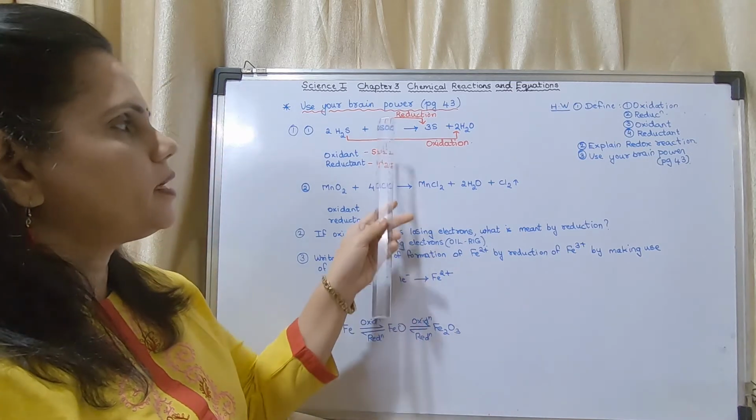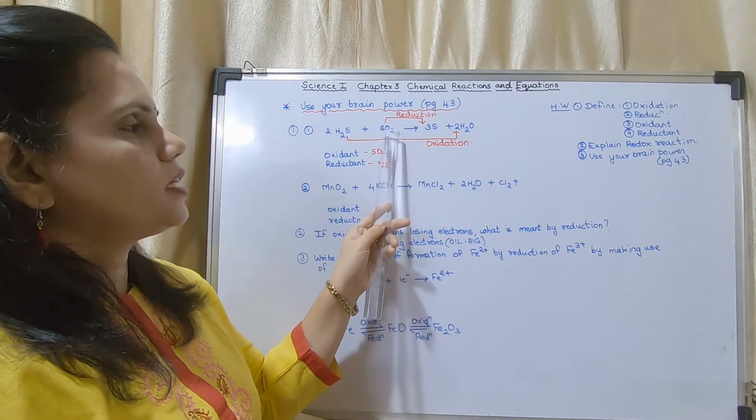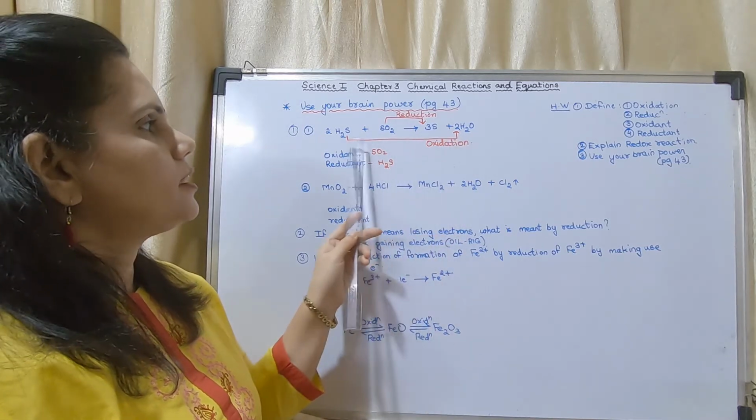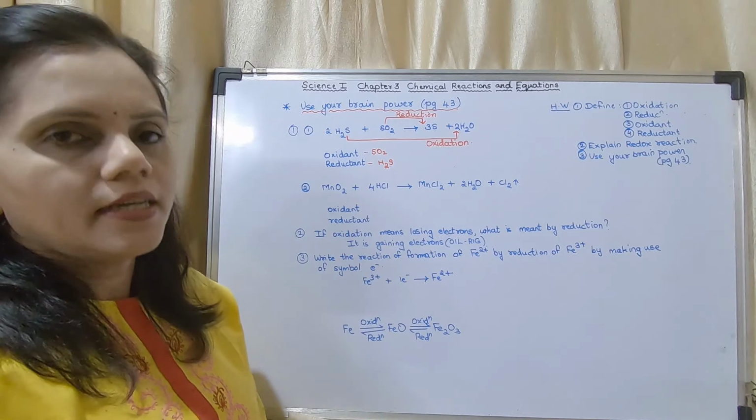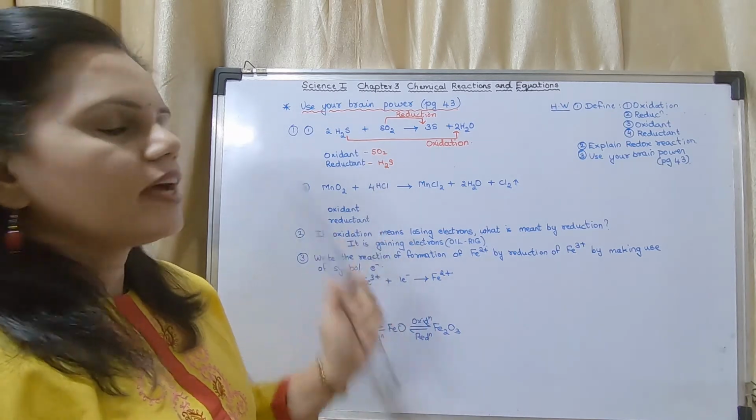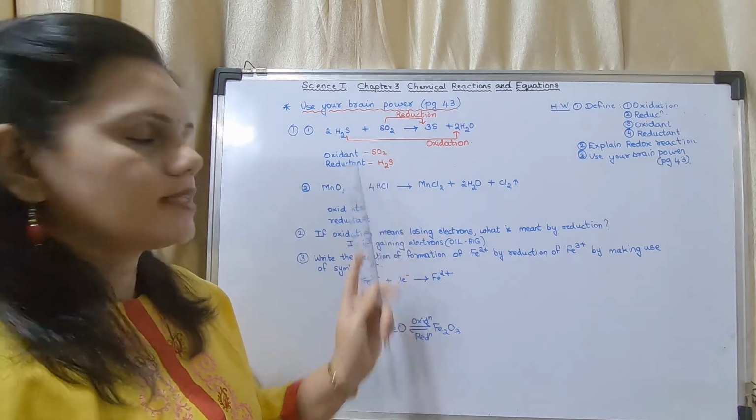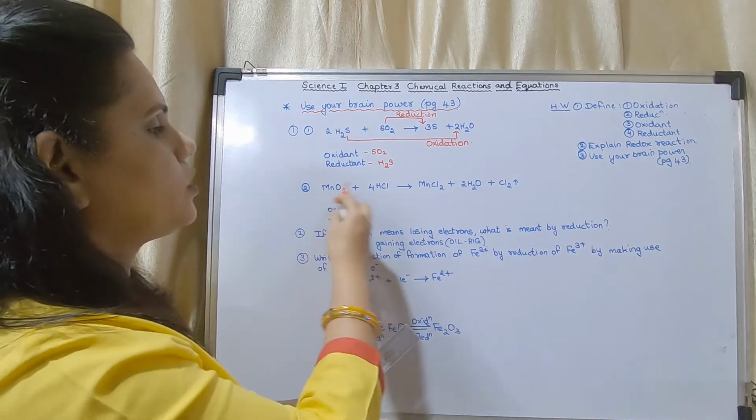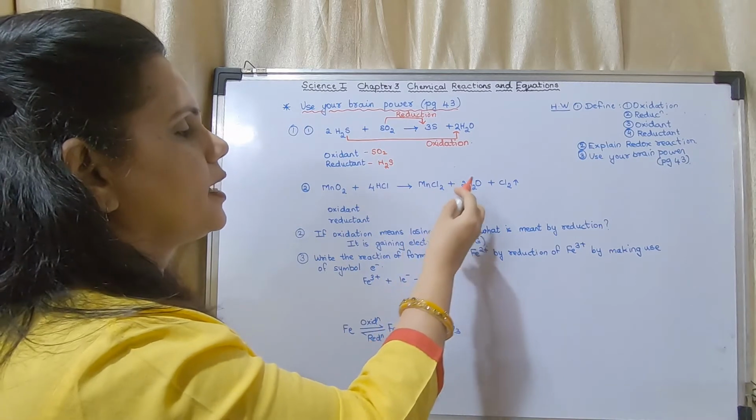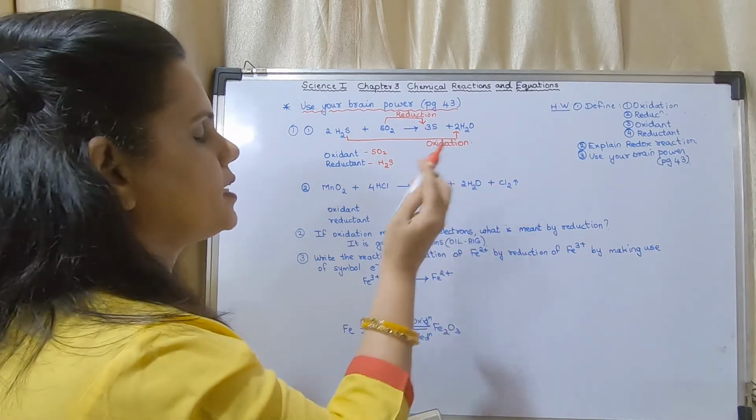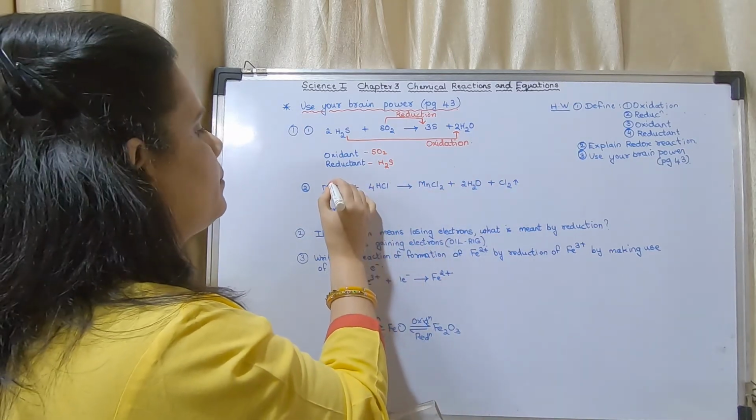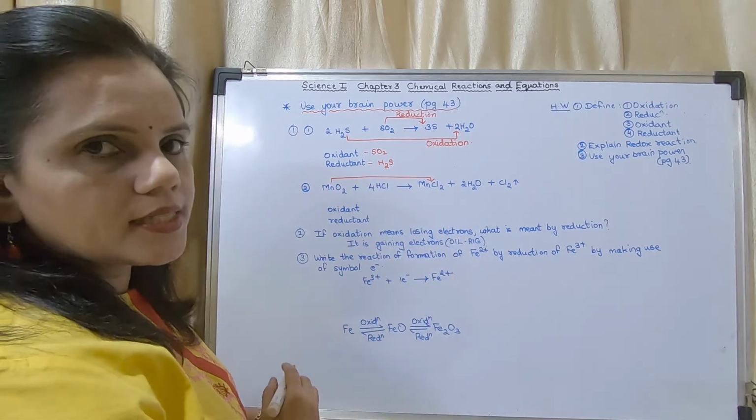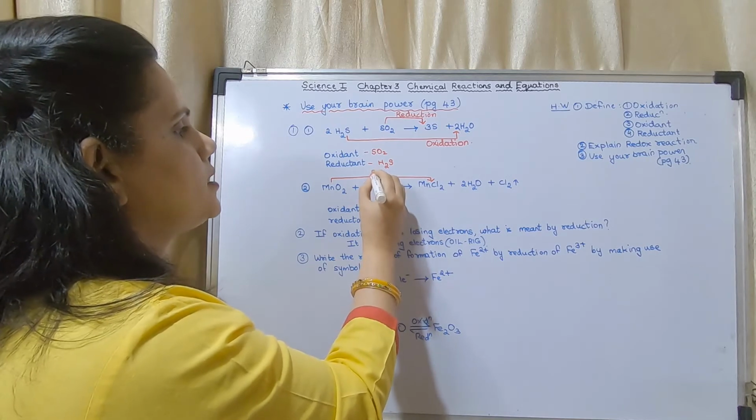So how will you remember? The arrow from where it starts, from where reduction starts, that will be the oxidant, and from where oxidation starts, that will be the reductant. Okay, so if you are having a question, you have to show like this. This is a 2-mark question. Okay, now the next one is MnO2 plus 4HCl gives MnCl2 plus 2H2O plus Cl2. Now here MnO2 is getting converted into MnCl2. It is losing oxygen, so it is reduction.